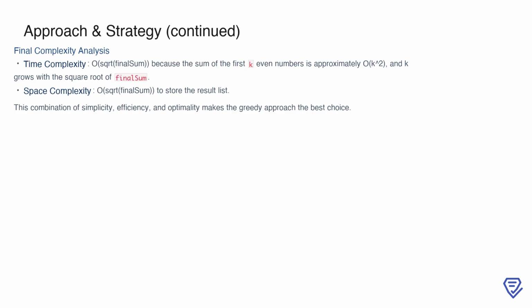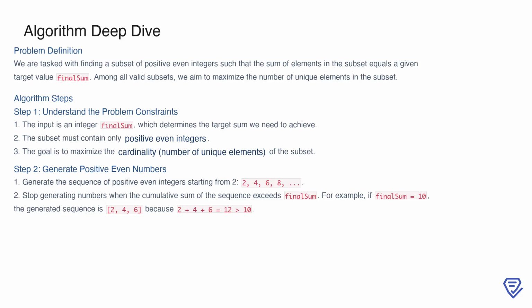To solve this problem, we need to find a subset of positive even integers such that their sum equals a given target value, final sum. Importantly, among all possible subsets that meet this condition, we want to maximize the number of unique elements in the subset. To achieve this, we start by understanding the constraints. The input final sum specifies the exact target sum we must achieve, and the subset can only consist of positive even integers. Our objective is to maximize the cardinality of the subset, which means we want as many unique integers as possible.